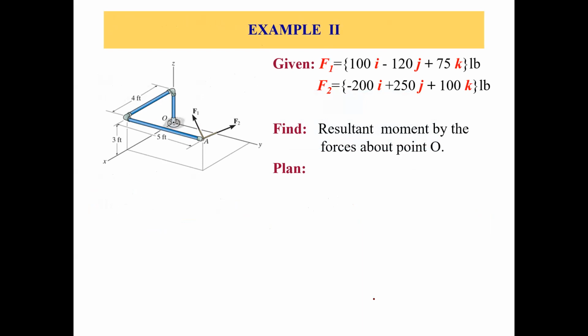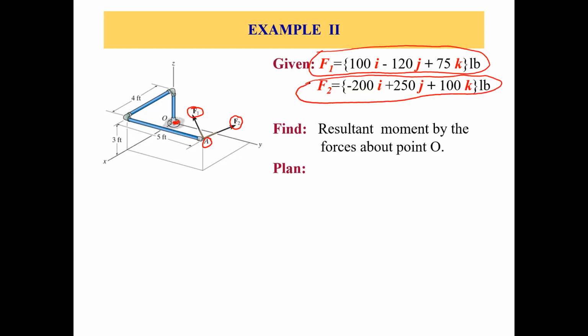All right, so let's do another example on this moment formulation in vector form. If you look at this picture, what's given here? There's some kind of pipe assembly which is, I think, fixed at point O. There is this point A, where two forces are being applied, F1 and F2. F1 in vector form is 100i minus 120j plus 75k pounds. F2 is negative 200i plus 250j plus 100k pounds.